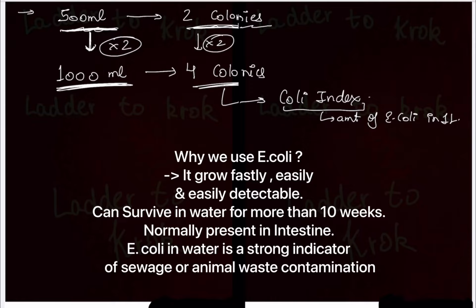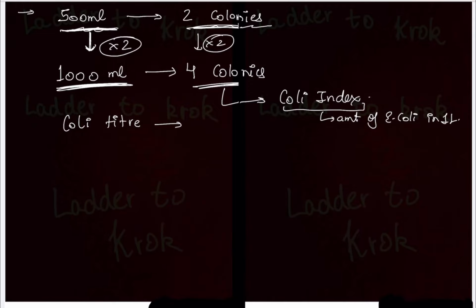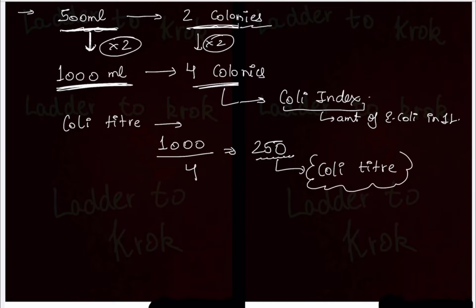Now what is coli titer? In coli titer, we divide this 1000 milliliter by 4. So it will be 250. And this 250 is the coli titer. So this is coli titer and this is coli index. I hope everything is clear from this part.